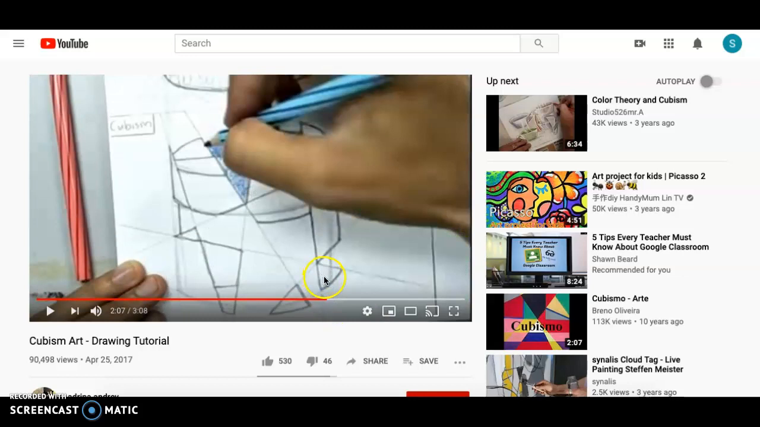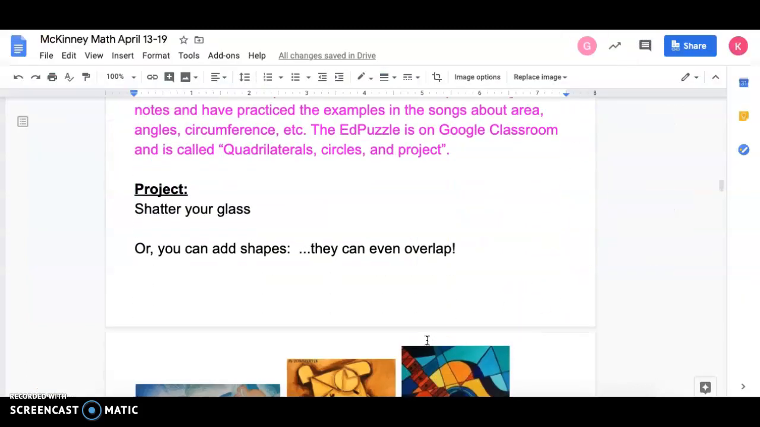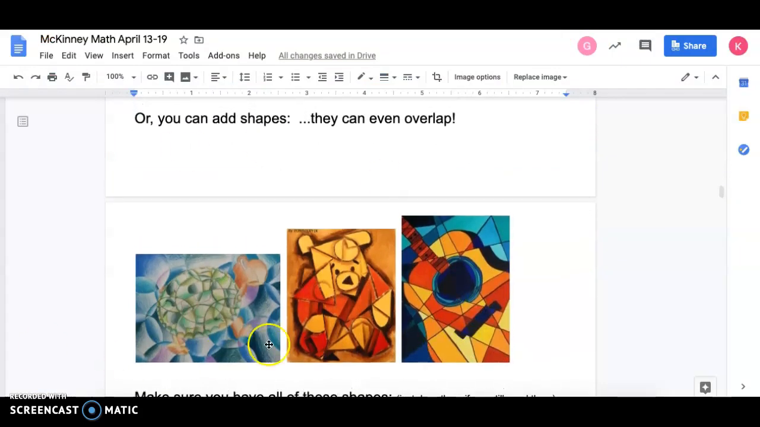Okay, so notice once again, they've moved this out, they've moved this in, they've moved this down. And so that's what I want you to do this week. You're going to shatter the glass and you're going to move things around. And so there's a couple of different ways you can do that. You can just add shapes if you want.